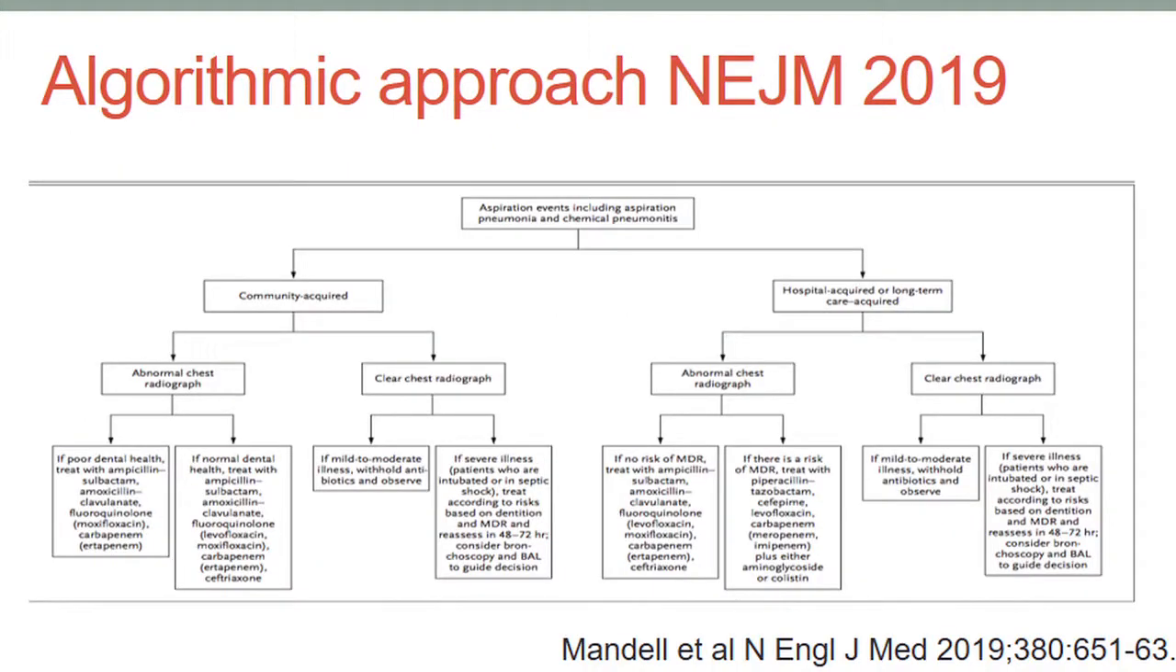So this is an algorithmic approach that was published just recently in the New England Journal of Medicine by Mandell, where they look at aspiration events as a clinical spectrum rather than putting them into 2 different categories. And so what they had been suggesting is that they look at community-acquired and hospital-acquired or long-term facility.